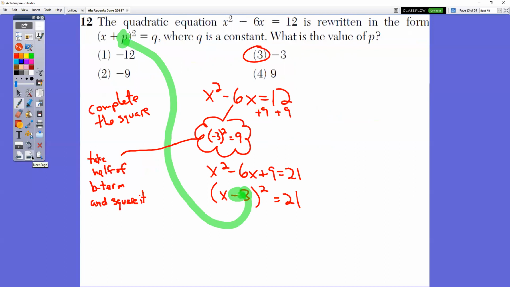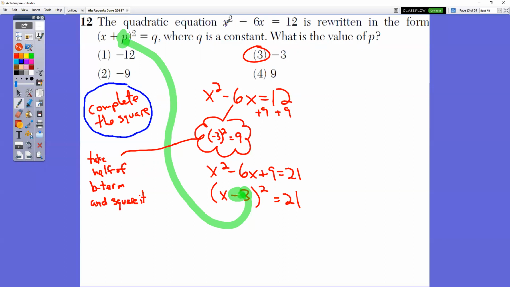In question number 12, the quadratic equation x squared minus 6x equals 12 is rewritten in the form like this, where q is a constant. So q is a number. What is the value of p? Well, what you have to do in this one, and this one's a little bit harder, is you have to complete the square, all right?